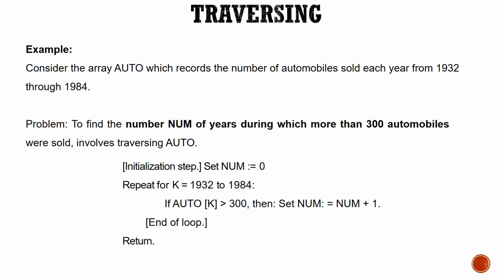Repeat for k equal to 1932, which is the lower bound in my operation, to 1984, which is my upper bound. Then automobile of k, that is the value at that index k. If it exceeds 300, then number equals number plus 1, or else we won't increment the value of number. End of the loop. Fine. So now this will count in how many years we have automobile sales of more than 300. Fine. So this is how we go for traversing the array.